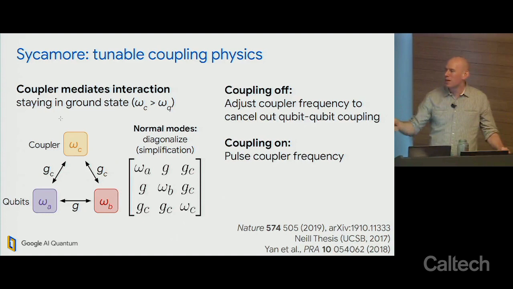But the point is that we can turn the coupling off. There is a special coupler frequency, based on all these parameters, that can turn off the coupling by canceling out the direct qubit-qubit coupling. And then when we want the qubits to interact deliberately, we can pulse the coupler frequency in order to turn on the interaction for a limited amount of time.